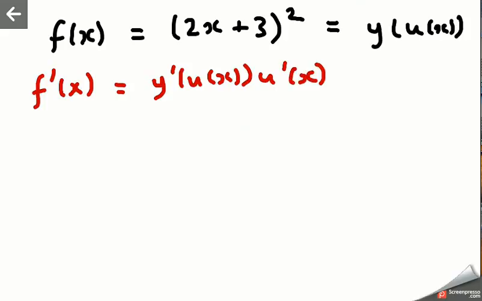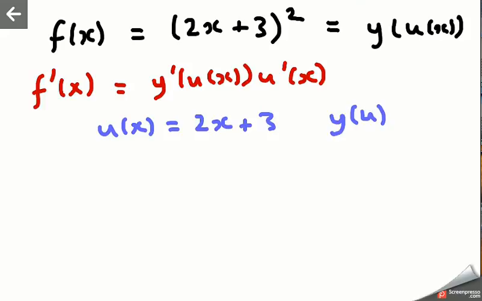Well, what's a sensible function for u? Let's let u of x equal 2x + 3, and let's let y of u be equal to u squared. Then, according to the chain rule, because we can clearly see that f of x is equal to y of u of x, because y of u is u squared, and then u squared is (2x + 3) squared, because u is equal to 2x + 3. So we can clearly see that our conditions are met.